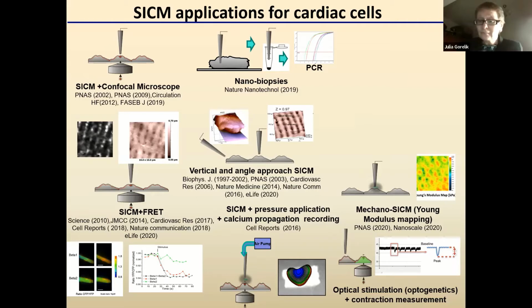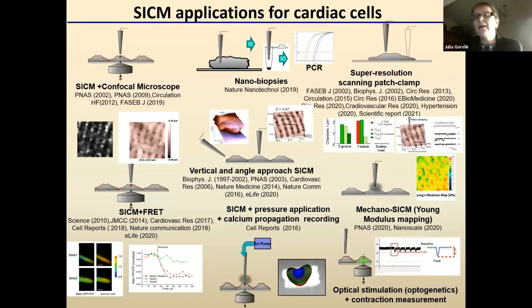achievements. But my favorite, and I think probably the favorite in this audience, is the super resolution scanning patch clamp, where we can scan the object and after that use our pipette and try to record the ion channels from the area of our interest.